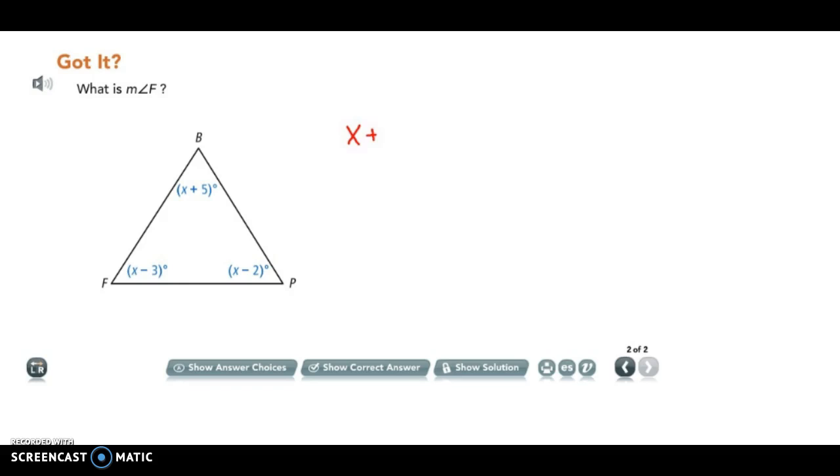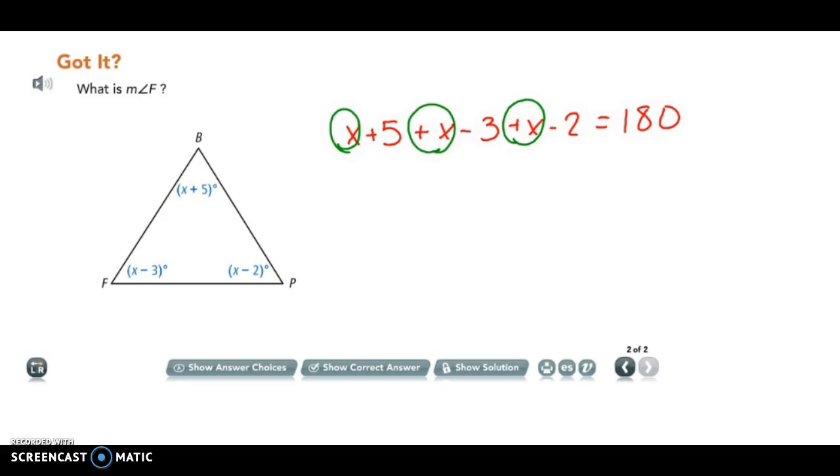Once again, we know that all of our angles added together are going to add up to be 180 degrees. I'm first going to combine all of my like terms. So I have 1x plus another x plus another x. Once again, I'm keeping the sign that goes in front of them. So that gives me 3 x's. I have a plus 5 minus 3 minus 2. So 5 minus 3 is 2, minus another 2 is 0. So I'm going to have 3x equals 180.